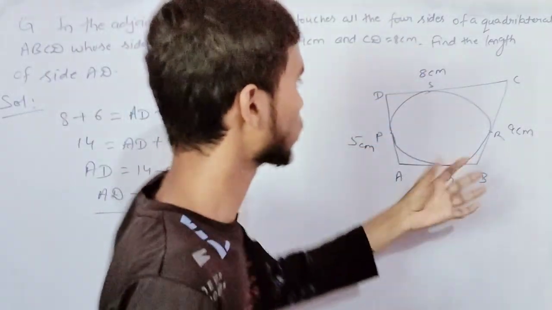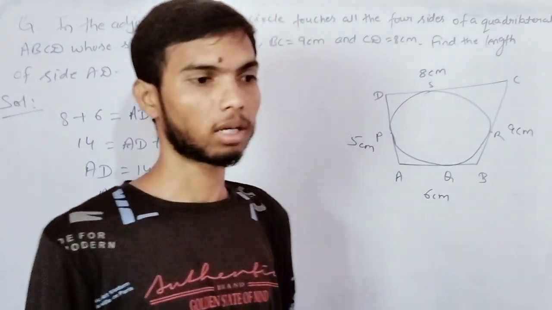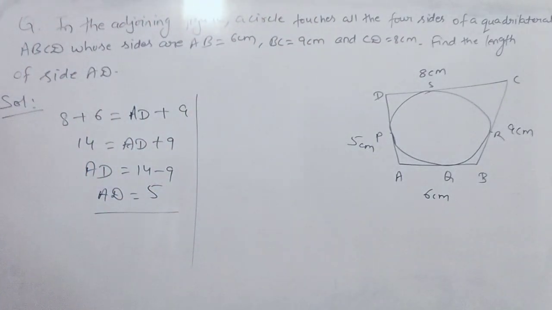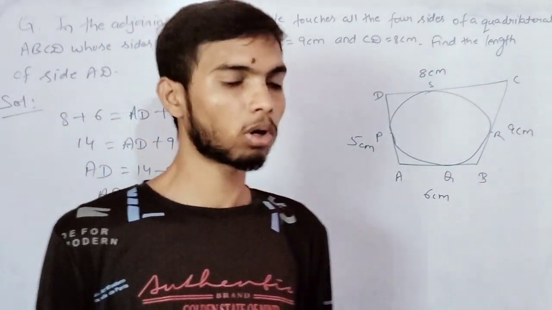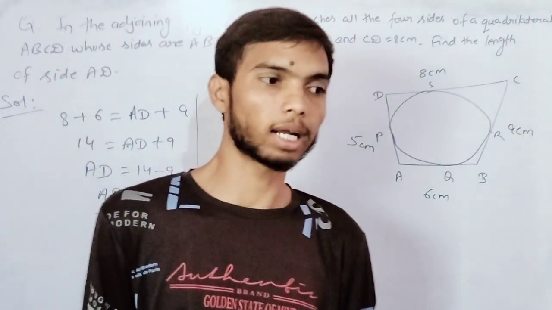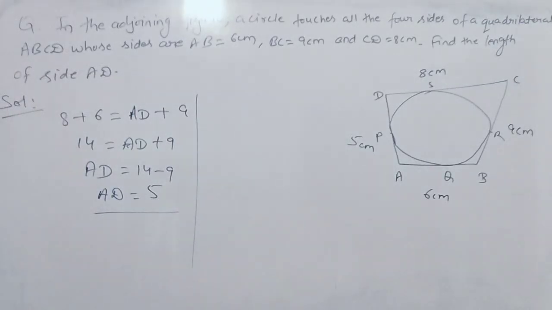Clear? So here we saw that the sum of parallel lines is equal to the sum of non-parallel lines. It happens when there is a quadrilateral whose one pair is parallel lines and one pair is non-parallel lines.